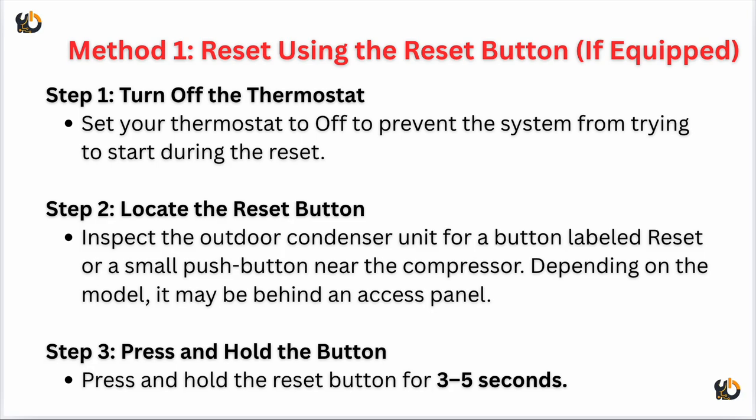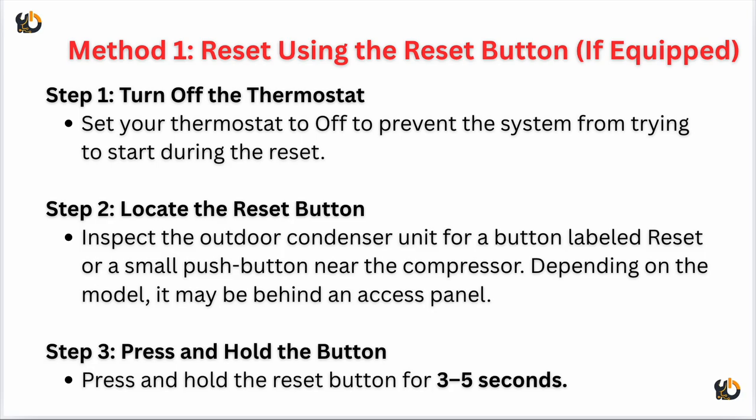Step 1, turn off the thermostat. Set your thermostat to off to prevent the system from trying to start during the reset. Step 2, locate the reset button. Inspect the outdoor condenser unit for a button labeled reset or a small push button near the compressor. Depending on the model, it may be behind the access panel.